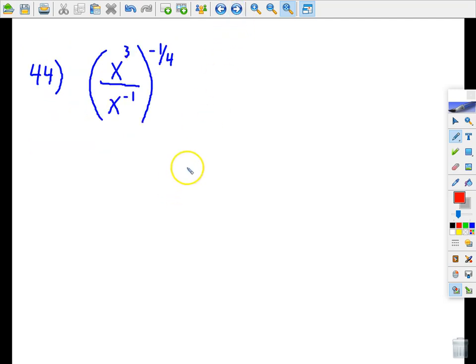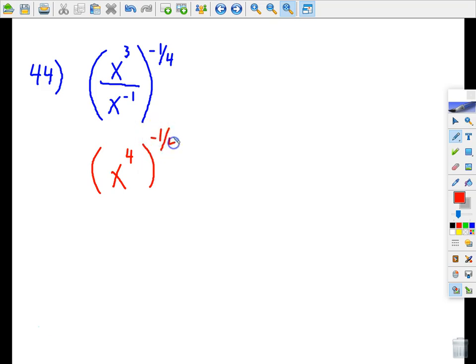Okay, number 44. In this case, you notice in the parentheses that we're dividing, and not only dividing, but we're dividing by like bases. Both of these are base x. So what I would do here, there's more than one way to do most of these problems, but what I would do is use the rule of exponents that says division of like bases means you're subtracting exponents. So when you do 3 minus negative 1, that becomes 4.